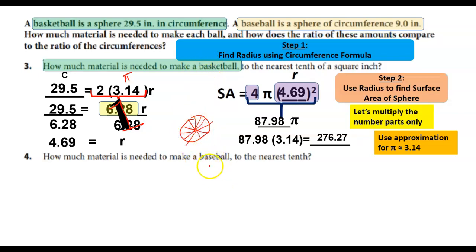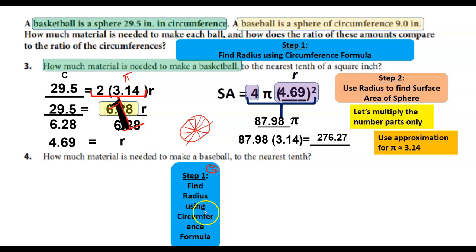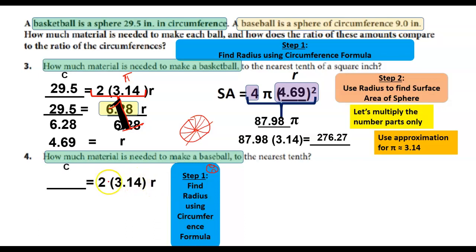Now for a baseball, which is a little smaller, looks kind of like that. Again, step 1, find the radius using the circumference formula. So, how much material is needed to make a baseball? We're going to use surface area, but we need to know what our radius is first. So again, I'm going to use the same equation. Circumference equals 2 times 3.14 times radius. Well, that was about 9 for the baseball. So let's work that out. What's 2 times 3.14? That would be about 6.28.